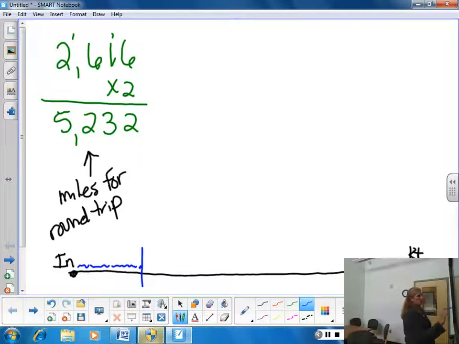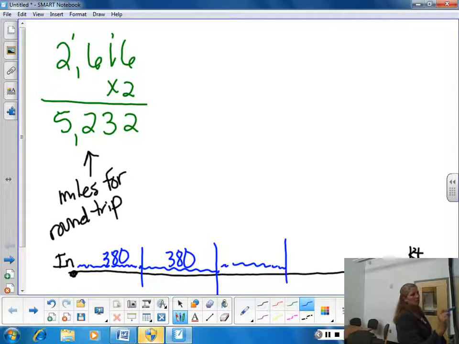380 miles later, he needs to recharge and refuel. Then he goes along again, uh-oh, 380 miles later, he needs to recharge and refuel. Oh, here we go, 380 miles later, he needs to recharge and refuel. And that keeps happening all the way to Ketchikan and all the way back.